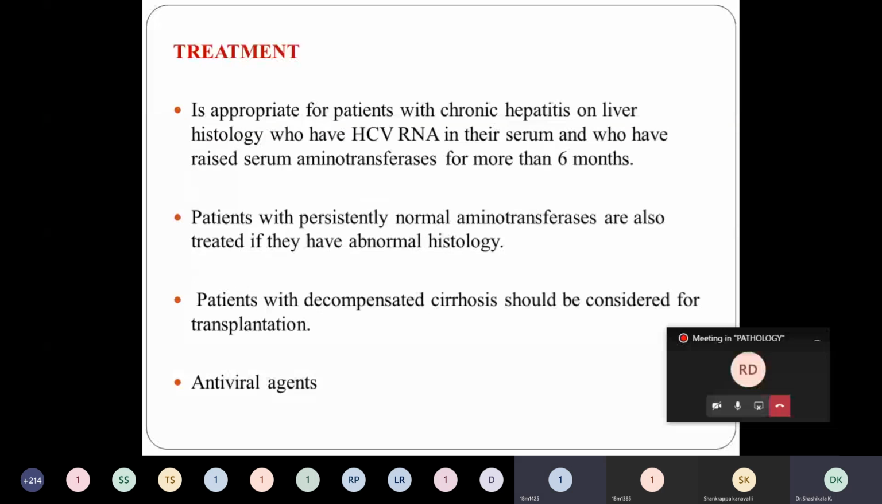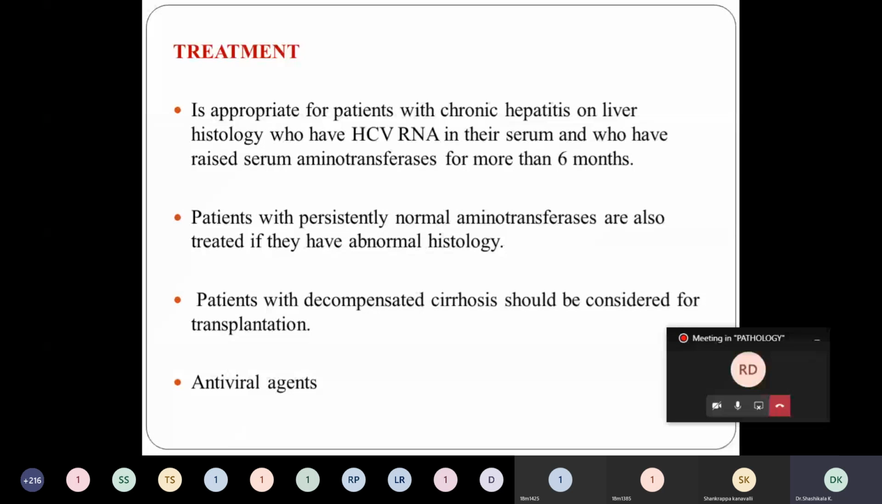In the treatment aspect, you have to know to which patients you have to give medication. So the patients with chronic hepatitis on liver histology who have HCV RNA in the serum and who have raised serum aminotransferases for more than 6 months. Patients with persistently normal aminotransferases are also treated if they have abnormal histology. Patients with decompensated cirrhosis should be considered for transplantation.